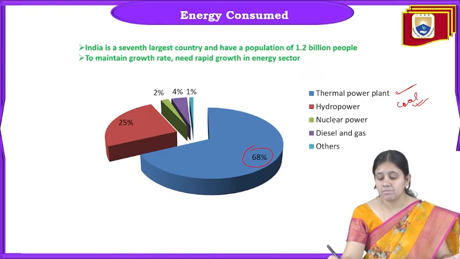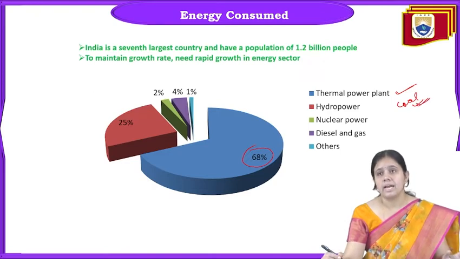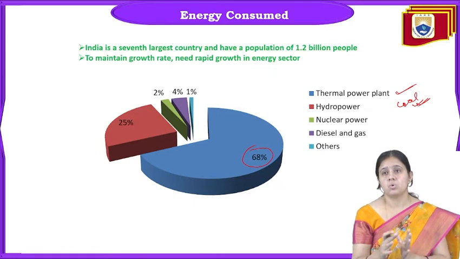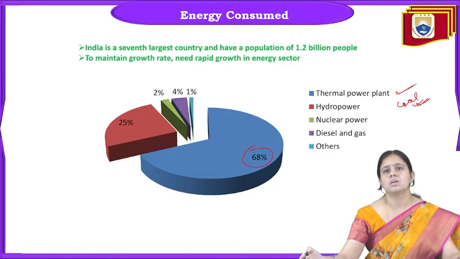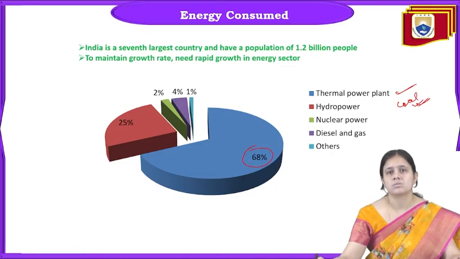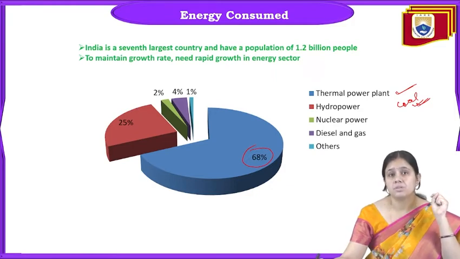By burning coal in thermal power plants, India is totally dependent on coal for energy consumption. And coal reserves are very limited in India, and they are going to vanish after some time. So we have to search for some alternate source of energy also. And by the burning of coal, lots of pollution is generated. It will pollute soil, air, water, groundwater, everything.